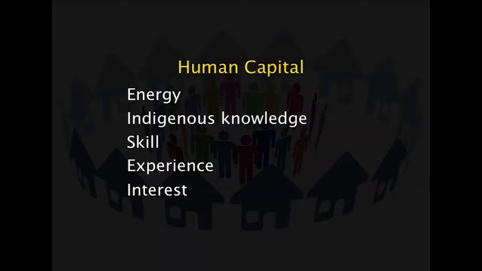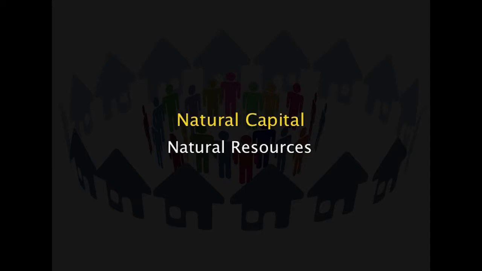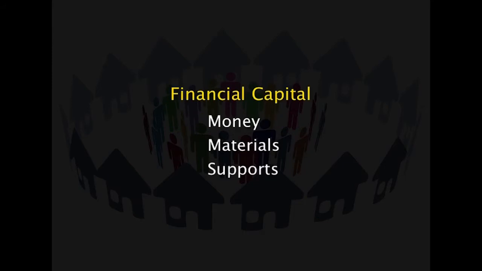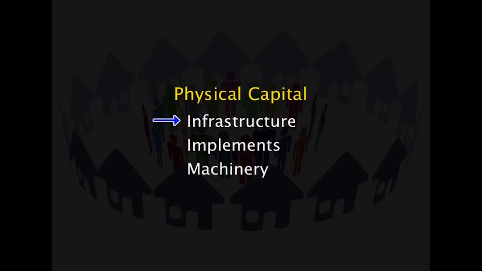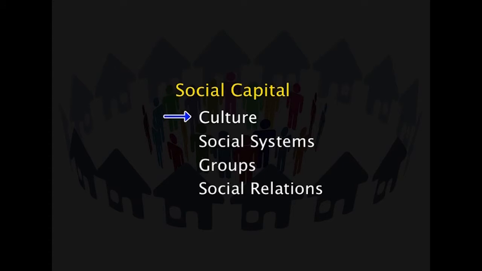Now, coming to the process of development, development programs are planned around every element that contributes to development. These are the 5 assets in any development program: human capital, which deals with energy, indigenous knowledge, skill, experience, interest, etc. of a human being, who is the partner of development. Another one is natural capital. This deals with the natural resources, financial capital, money, materials and supports, etc. Physical capital, which deals with infrastructure, implements, machinery, etc. And the social capital that deals with culture, social systems, groups, social relations, etc. that exist among human beings.